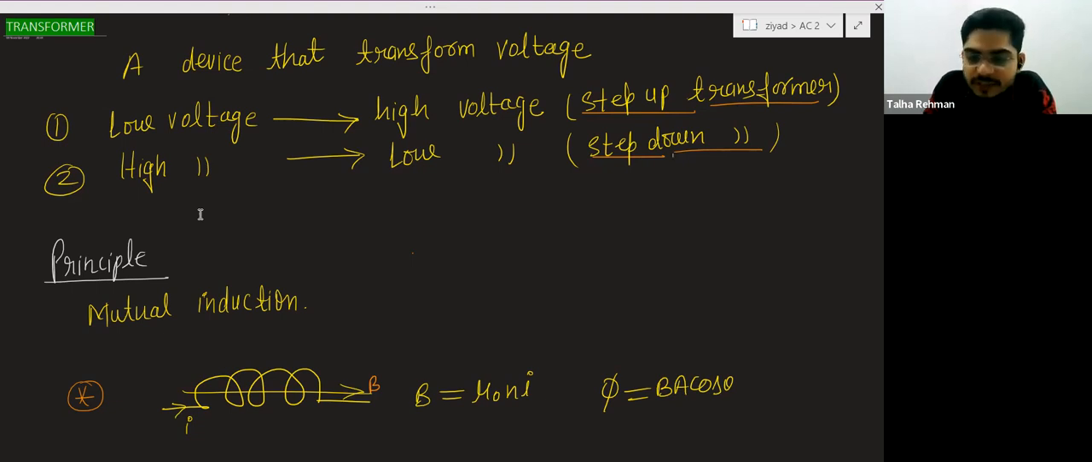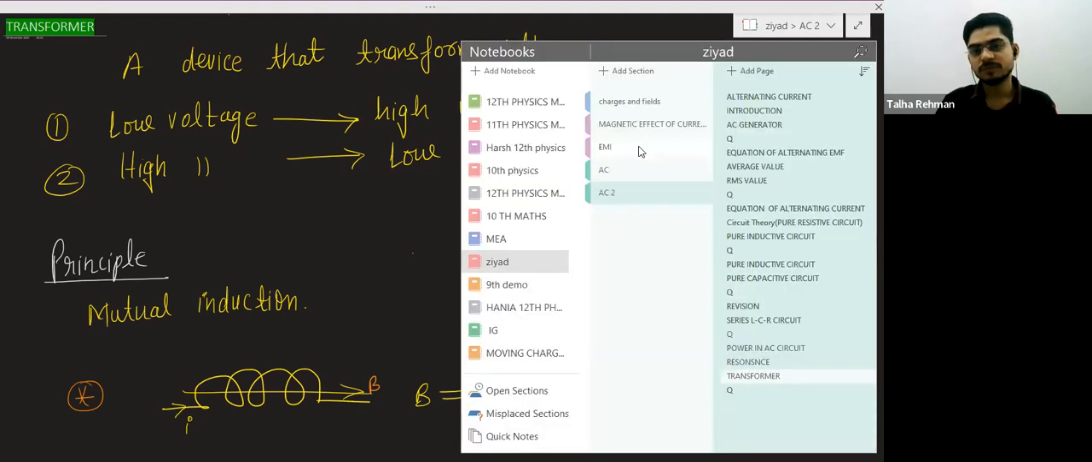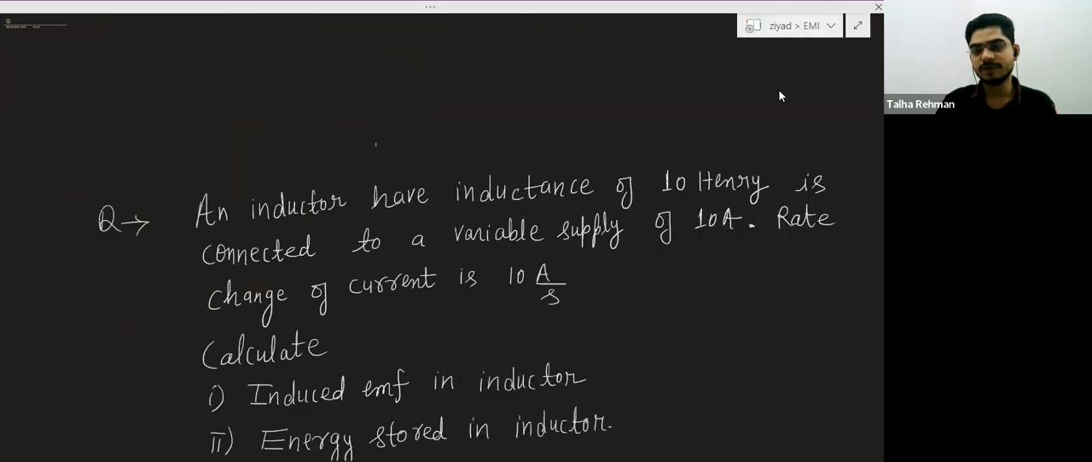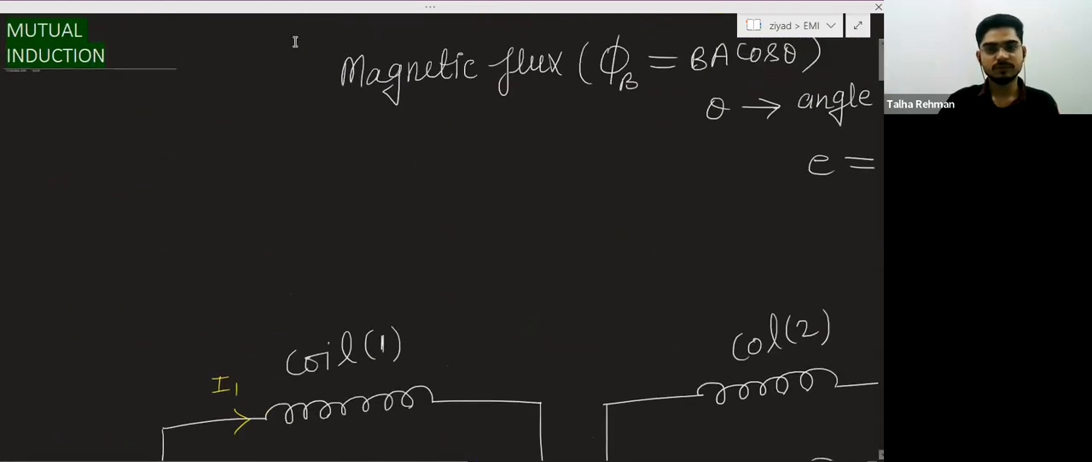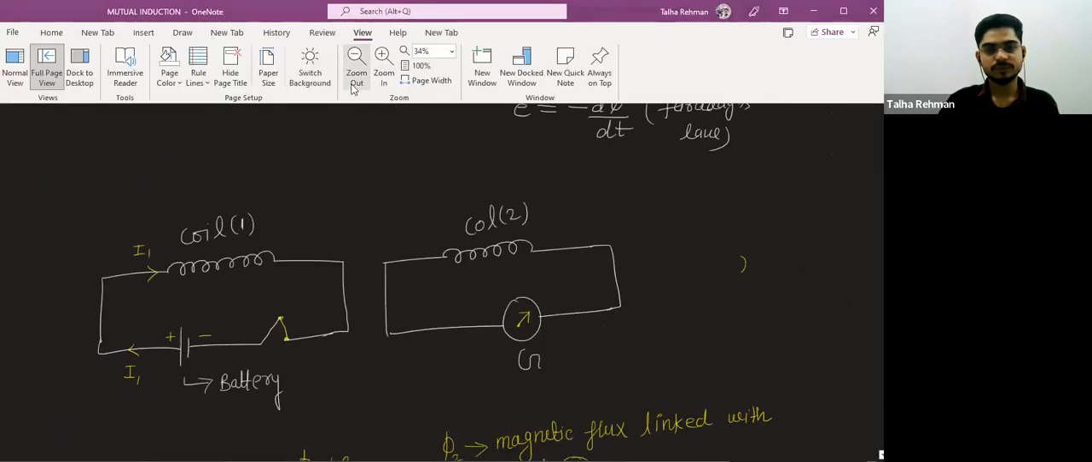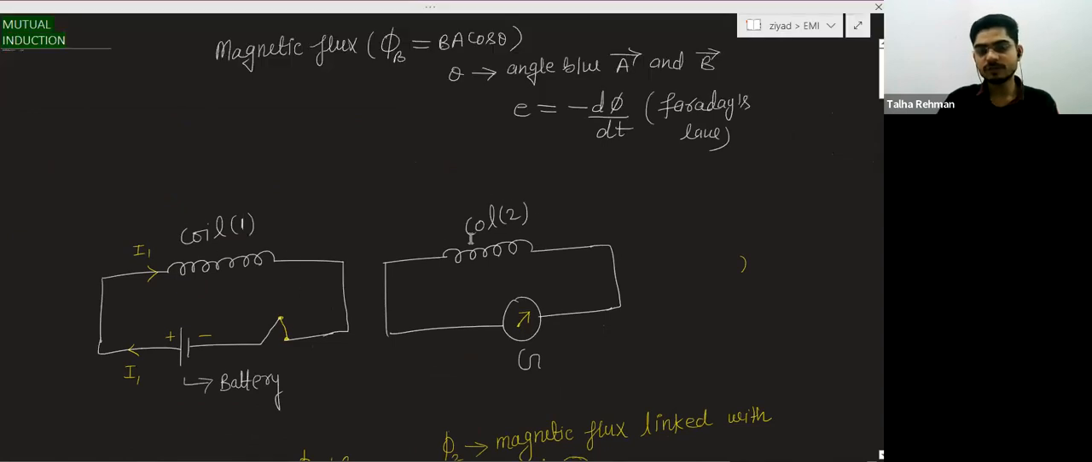Mutual induction is basically the property of two coils. When you change the current in one coil, there is an induced current in another coil, or you can say there is an induced EMF in another coil. See what happens there. You have two coils, and I have to go here to EMI for the mutual induction. This is one coil, this is another coil.